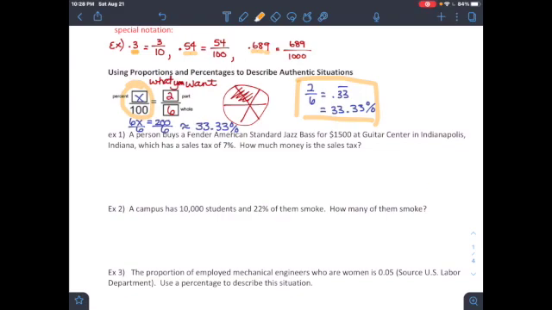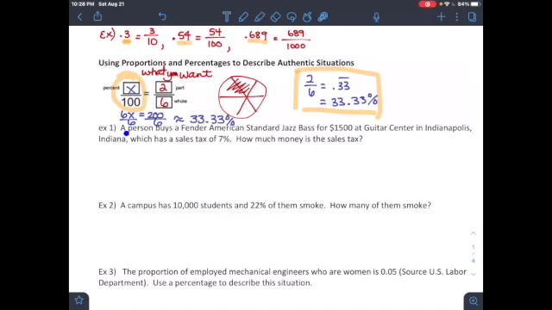So let's take a look at example number 1. Example number 1 says, a person buys a 5-string Fender American Standard Jazz bass for $1,500 at Guitar Center in Indianapolis, Indiana, which has a sales tax of 7%. How much money is the sales tax? So what you're going to do is take the total amount, which is $1,500, and because the sales tax is 7%, we're going to multiply, since you have an "of" here.